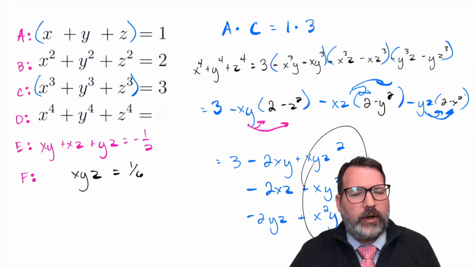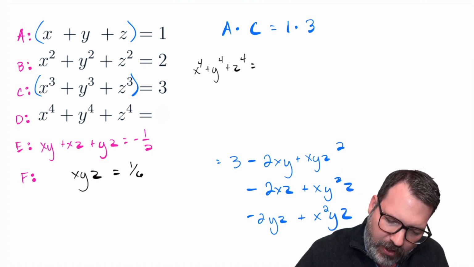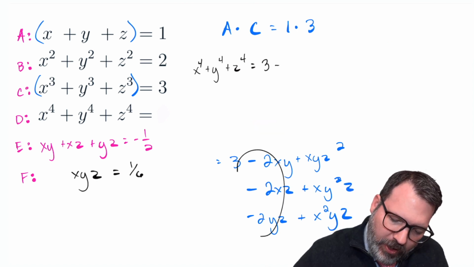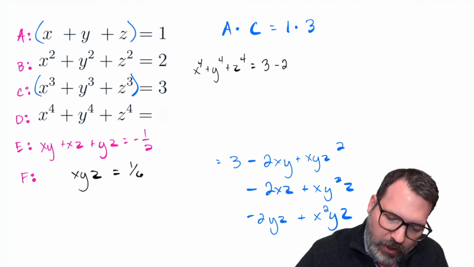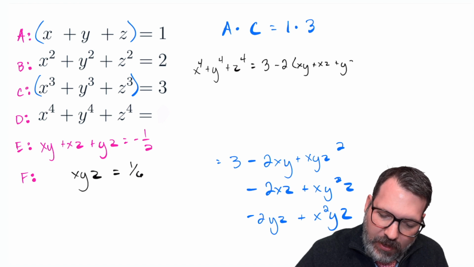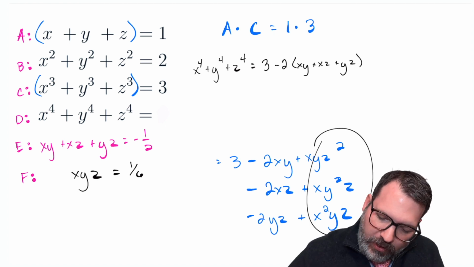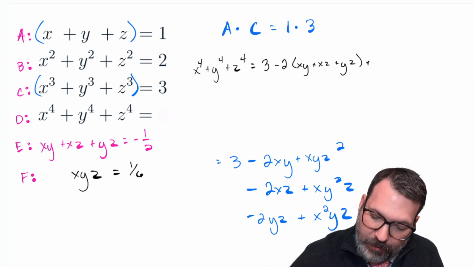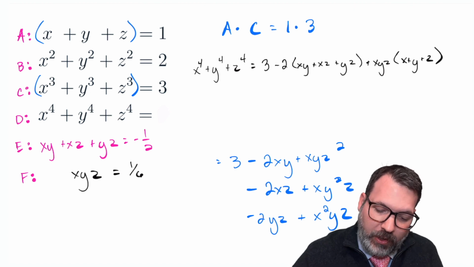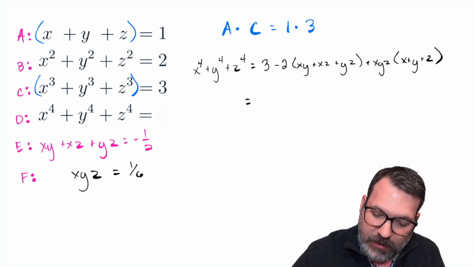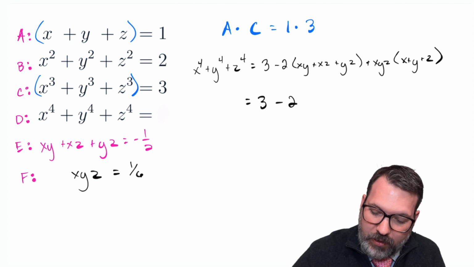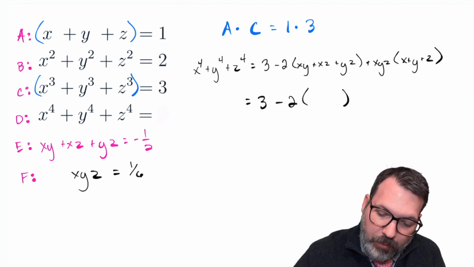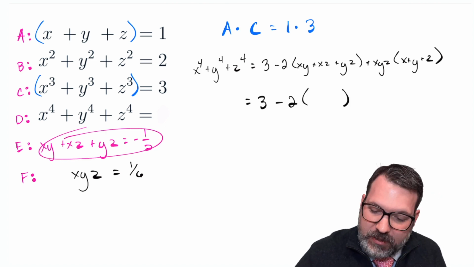I may have said one of those twice. I don't know. Let's actually go ahead and rewrite that 3 minus, and I'm going to go ahead and factor that minus 2 out of those terms, leaving behind xy, xz, and yz. And similarly, let's go ahead and factor out the 3 variables that those 3 terms have in common, plus xyz times x plus y plus z.